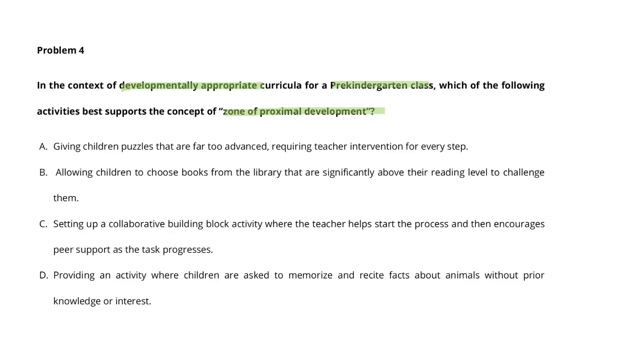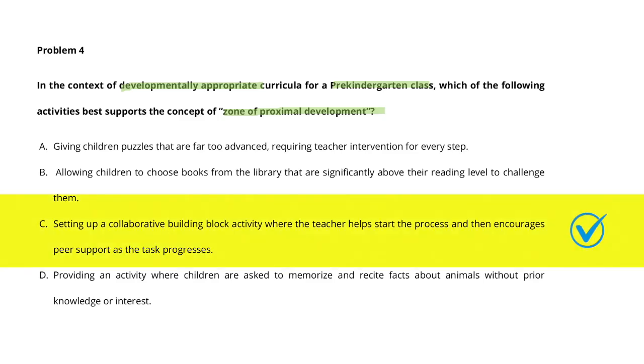D says providing an activity where children are asked to memorize and recite facts about animals without prior knowledge or interest. Well, research shows us that reciting facts without establishing background knowledge and student connections is often forgotten soon after it's memorized, so this is not going to be the best practice. Let's look at C. Setting up a collaborative building block activity where the teacher helps start the process and then encourages peer support as the task progresses. This is the correct answer because it directly aligns with the educational theory of the zone of proximal development, also known as ZPD. This concept emphasizes the importance of providing support to children as they learn new skills, gradually reducing that assistance as they become more competent.